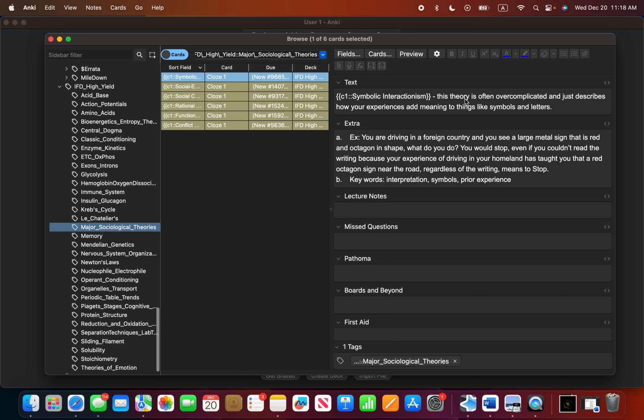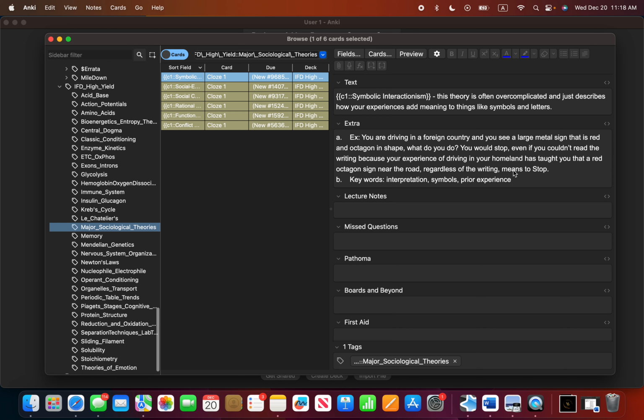Let's figure out. This theory is often overcomplicated and just describes how your experiences add meaning to things like symbols and letters. For example, you're driving in a foreign country and you see a large metal sign that is red and octagonal in shape. What do you do? You would stop even if you couldn't read the writing, because your experience of driving in your homeland has taught you that a red octagon sign near the road, regardless of the writing, means to stop.